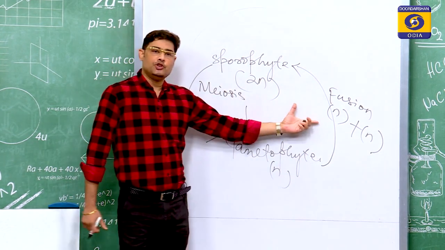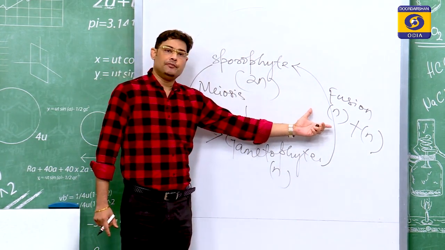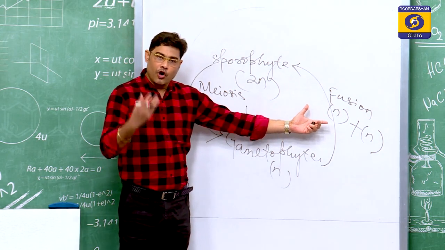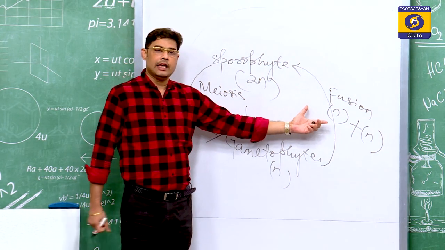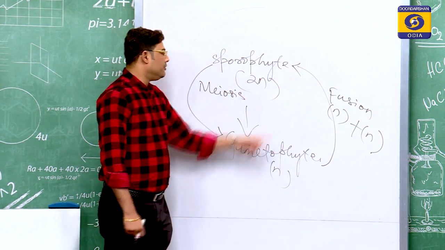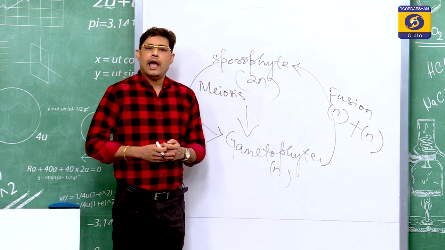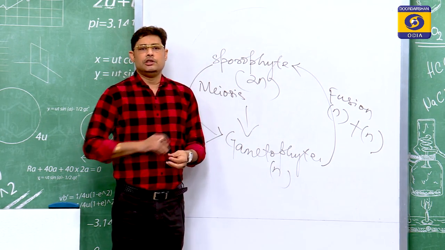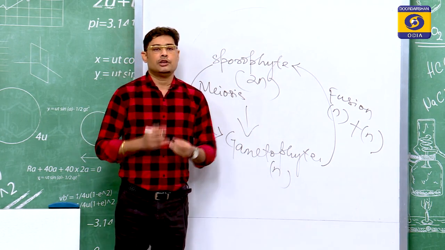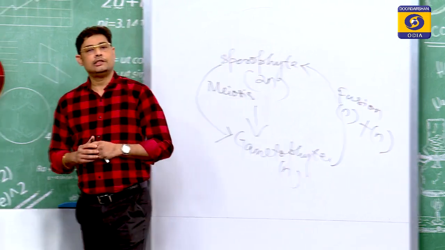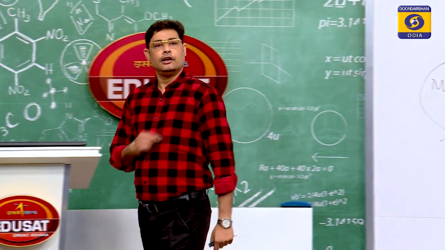So, in an angiospermic plant, there is a fusion, what we call fertilization in case of a plant. For that fertilization, basically angiospermic plants and also some of the gymnosperms need pollination. Why is this pollination important? Let us see a slide.